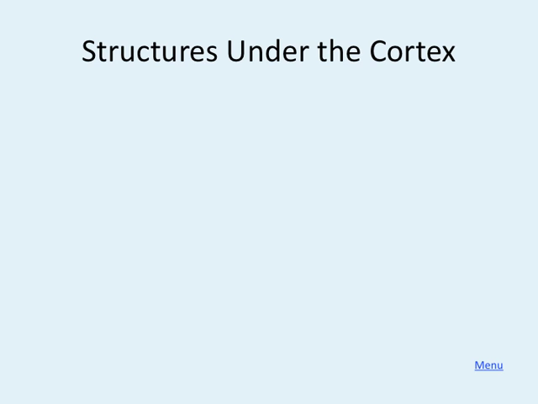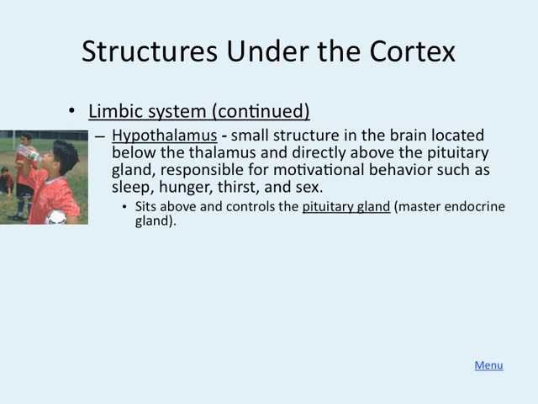Some more structures that are under the cortex that fall into the limbic system are the hypothalamus, a small structure in the brain located below the thalamus and directly above the pituitary gland, responsible for motivational behavior such as hunger, sleep, sex, and thirst. The hypothalamus is the one that makes us hungry, makes us thirsty, makes us sleep, and gives us the desire to have sex. It sits above and controls the pituitary gland, and regulates that to send out the hormones necessary.